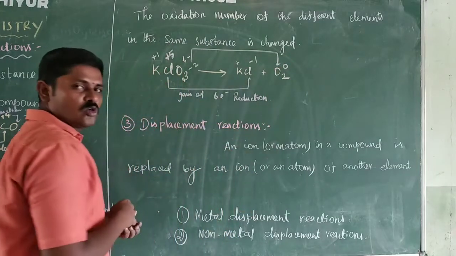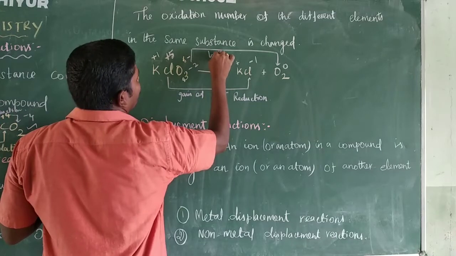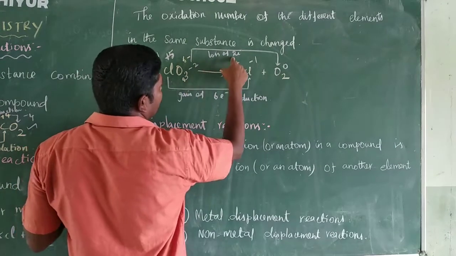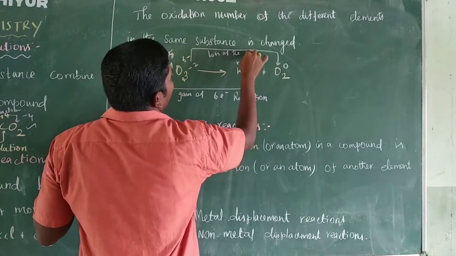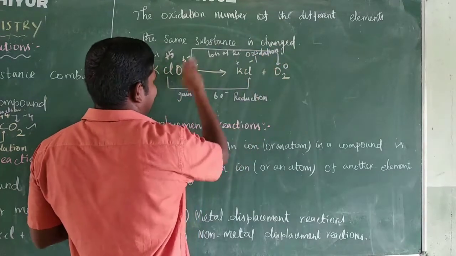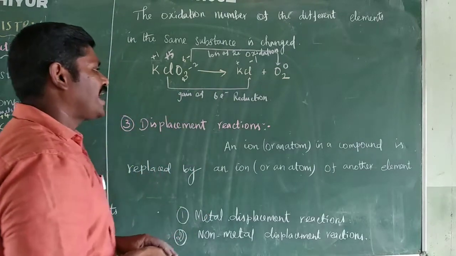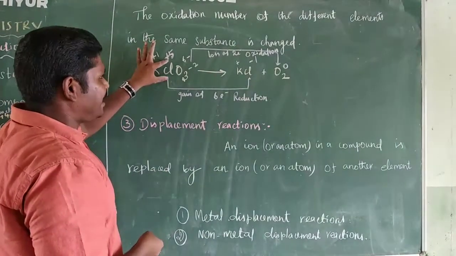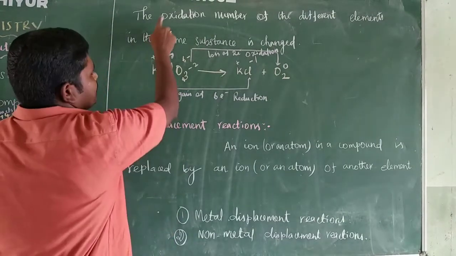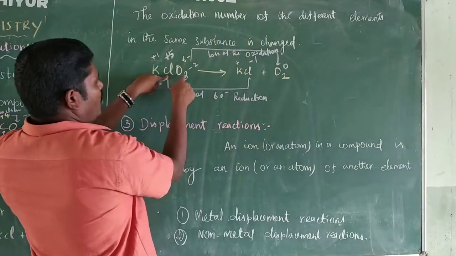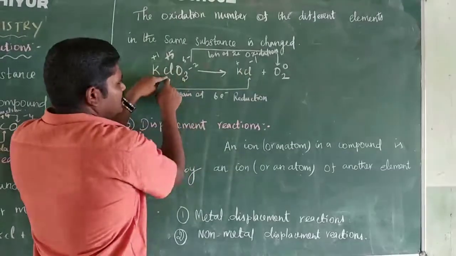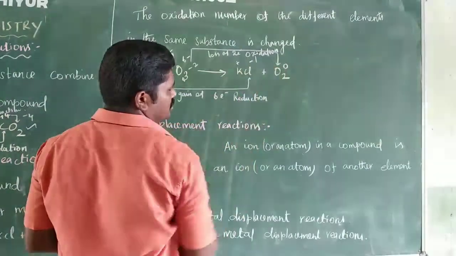Oxygen goes from minus 2 to 0, a loss of 2 electrons in each oxygen. Loss of electron is oxidation. So the oxidation and reduction processes happen in the same substance but in different elements: chlorine plus 5 to minus 1, and oxygen minus 2 to 0.